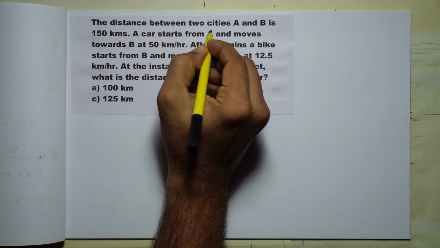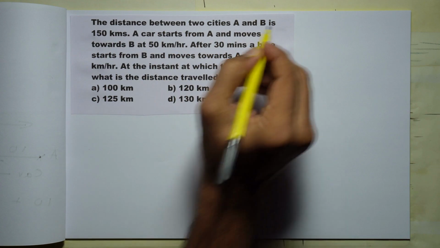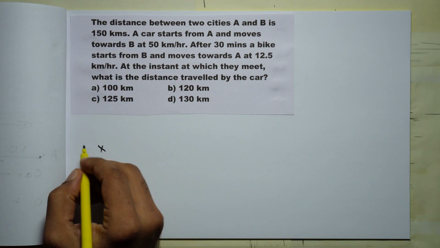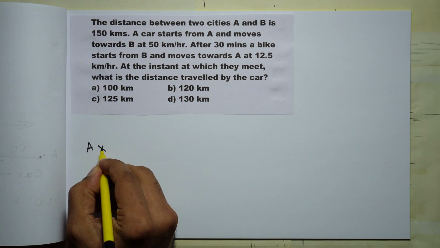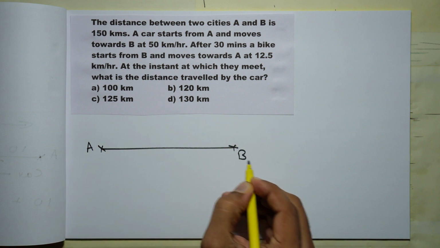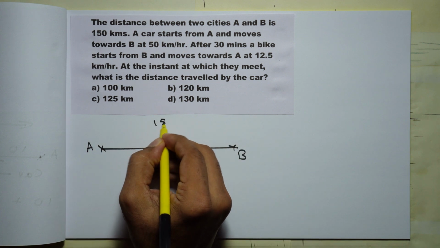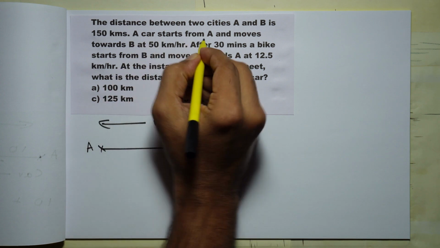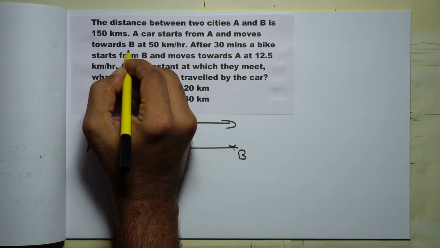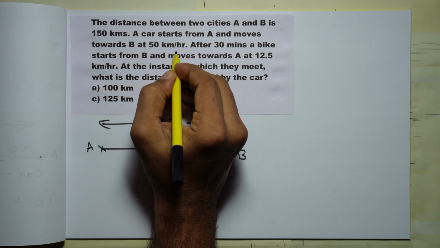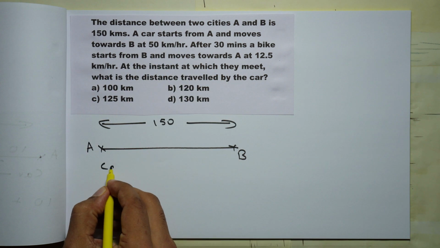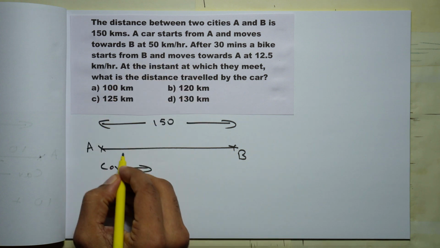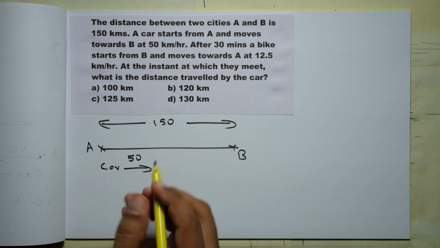The distance between two cities A and B is 150 kilometers. So I'll just mark it here. So you have two cities A and B, and the distance between them is 150 kilometers. A car starts from A and moves towards B at 50 kilometers per hour. So there's a car here and it is moving towards this point and its speed is 50 kilometers per hour.